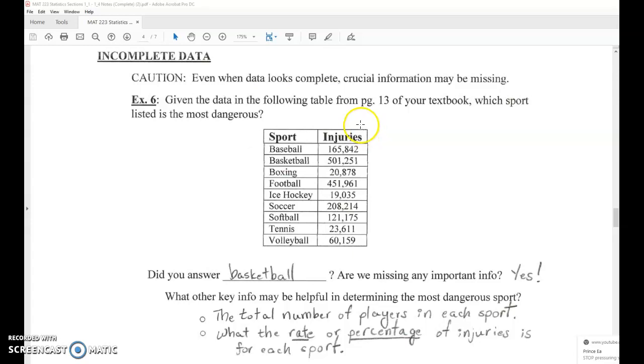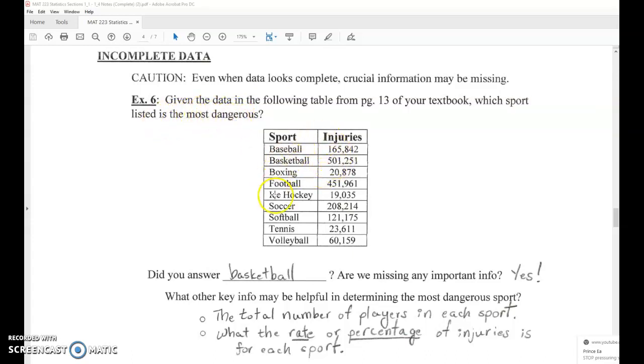But if I just gave you this information in this table, what would you say the sport listed here, which one would be the most dangerous? Now first of all, maybe even the words "most dangerous" might mean something different to many different people. So we have to be careful about how we even ask our questions.